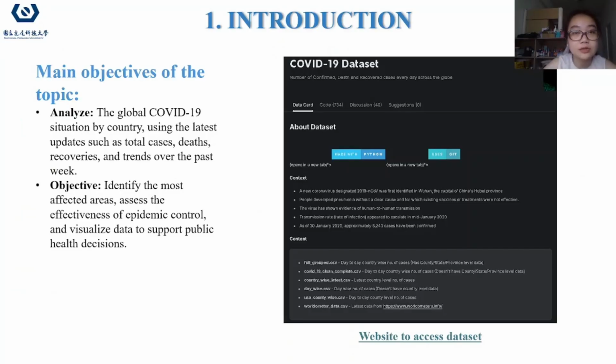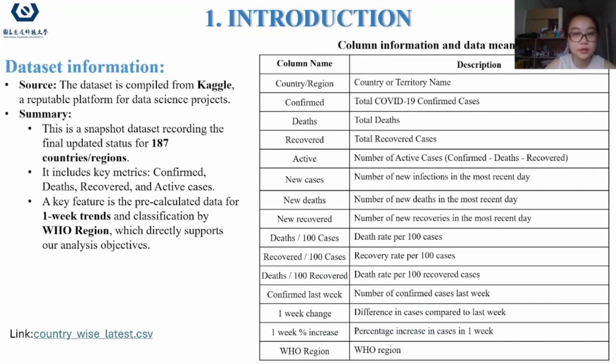Here, I use the COVID-19 dataset, which is data about the global COVID-19 situation by country using the latest updates, such as total cases, deaths, recoveries, and trends over the past weeks. The objectives are to identify the most affected areas, assess the effectiveness of epidemic control, and visualize the data to support public health decisions. This is the data I use, and you can see it on Kaggle because I took it from there. I will walk you through the dataset information quickly.